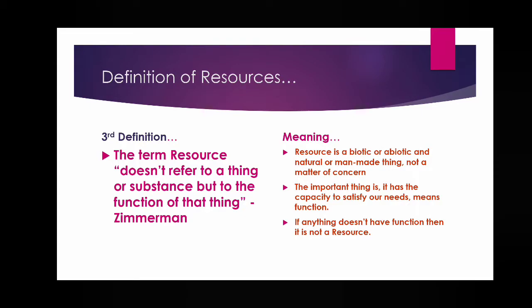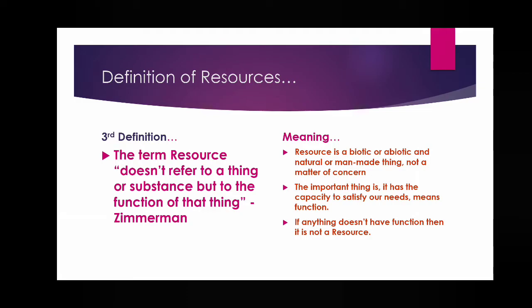Clear, students? So that is the meaning: when you are thinking about resource, you should think about whether it is doing something for you or not, whether it is fulfilling your needs or not. No need to search what type of thing it is, biotic or abiotic, man-made or natural. That is a minor thing. What you have to search is whether it is doing some function, whether it is fulfilling your needs. If anything is satisfying your demands and needs, then it is called a resource.